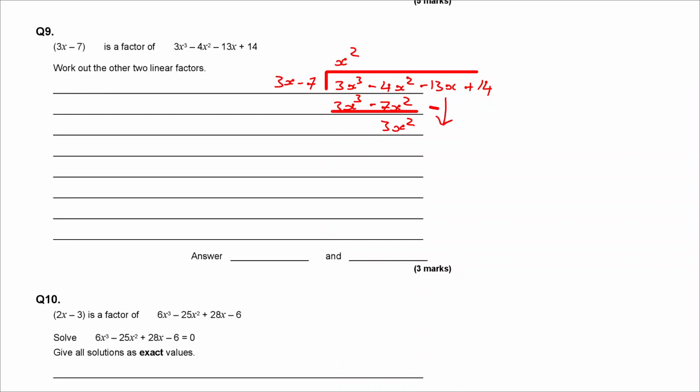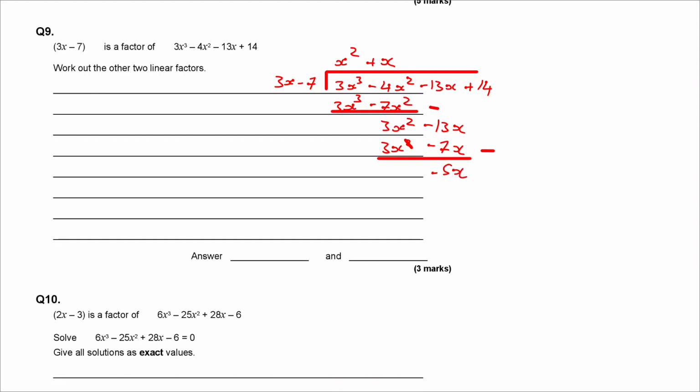And I then bring down this minus 13x over here. Then to get the next part up here, I think, well, 3x times what gives me 3x squared. It's just positive 1x, so plus x. Let's double check it. 3x times x gives me 3x squared. I then take the second part here, the minus 7, and times it by x, which gives me minus 7x. And again, I perform a second subtraction. I take these away. That will give me 0, and minus 13 minus minus 7 will give me negative 5x.